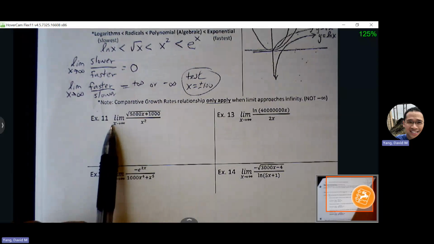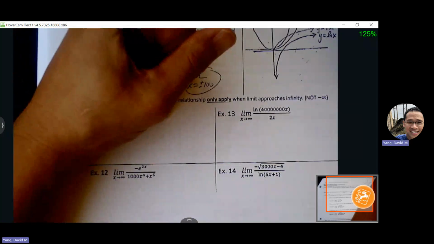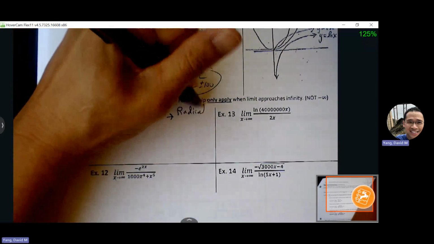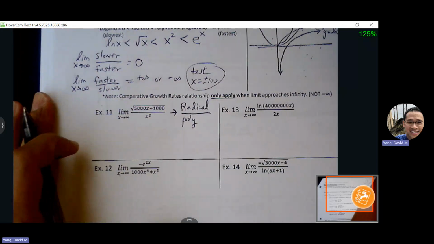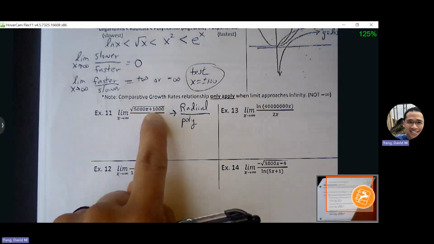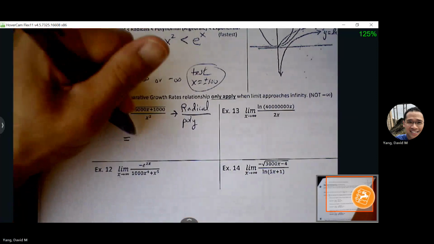So if we look at example 11 here, the square root of 5,000x plus 100. The numerator falls under the category of what? Radical. The denominator falls under the category of a polynomial, algebraic, which is growing at a faster rate. Now, the 5,000x plus 100 may initially start off further along than x squared, but eventually x squared is going to catch up and overtake whatever large value the radical has. And eventually this is going to get smaller and smaller. So my limit is simply what? 0.